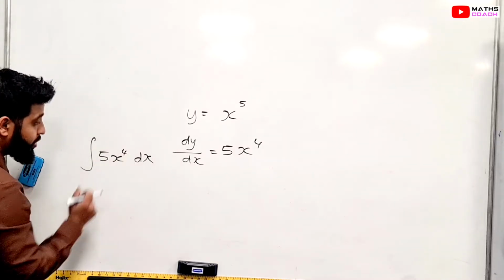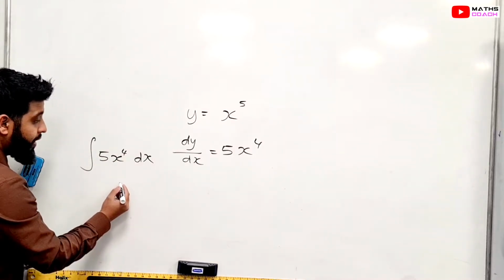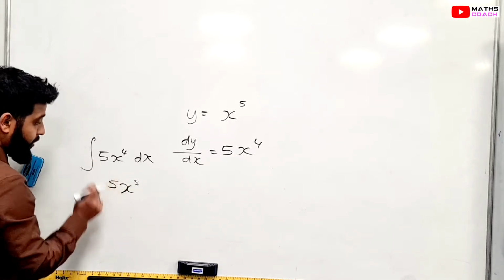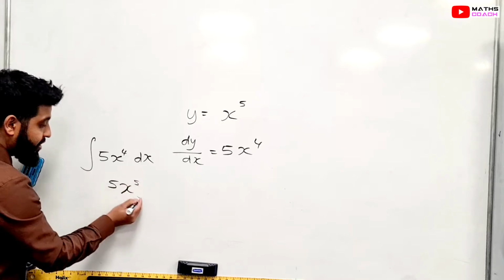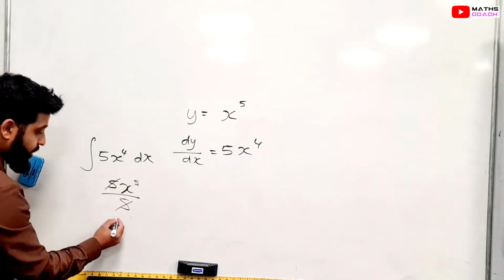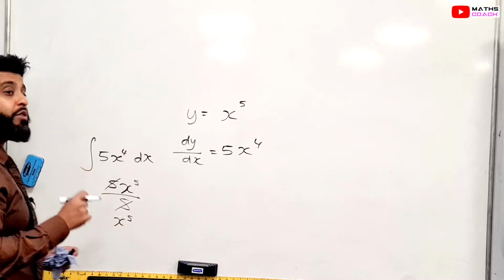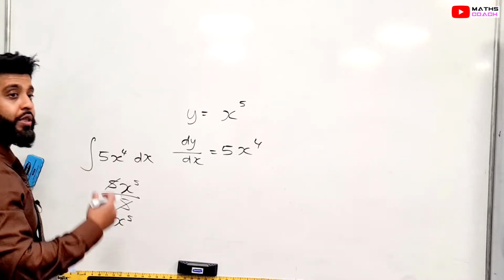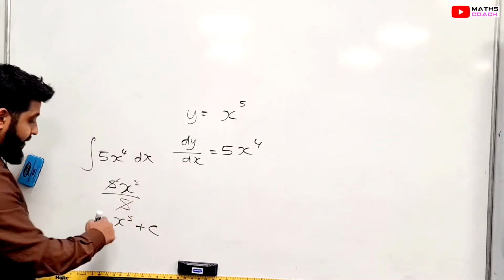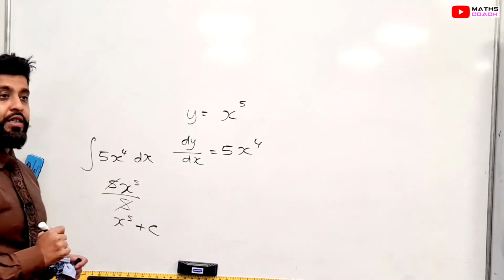So if you add 1 to this power, what do you get? x to the power of 5. And you've got the 5 there already. And now you divide by this new power like that. Yeah? And these cancel, giving you just x to the power of 5. But there is one extra step that you need to do, which is you'll have a constant. So you write plus c. Okay? And that shows that this has been integrated to this.